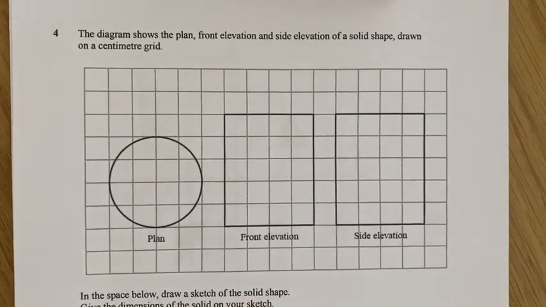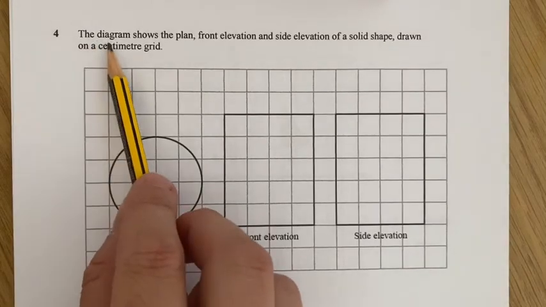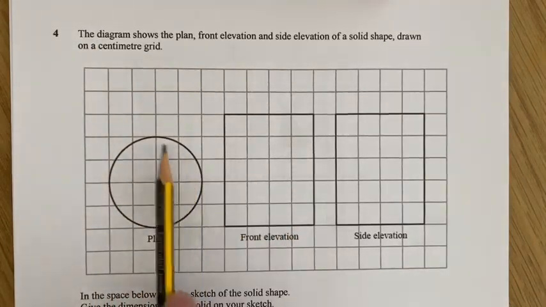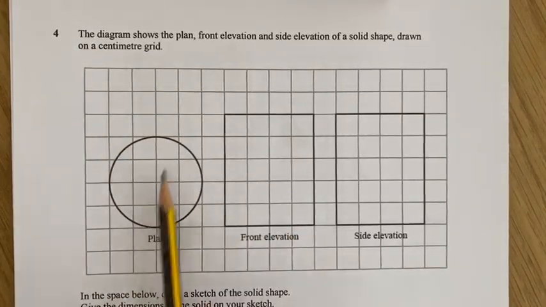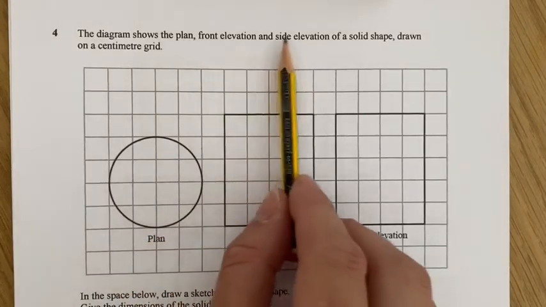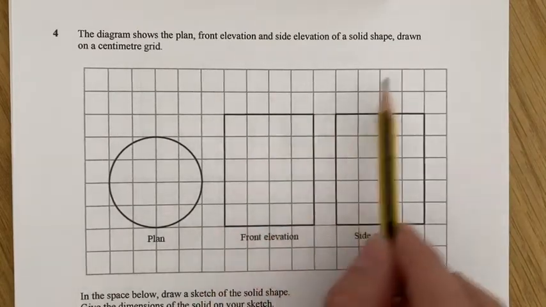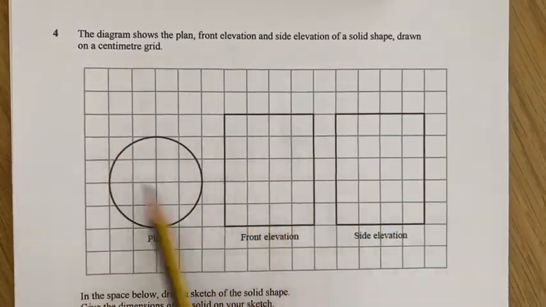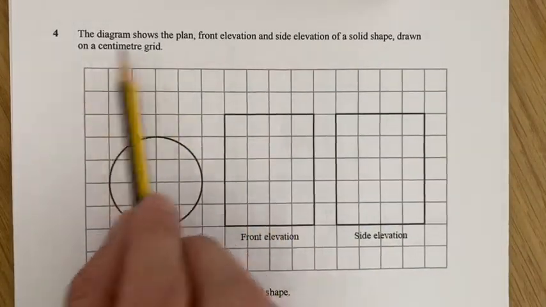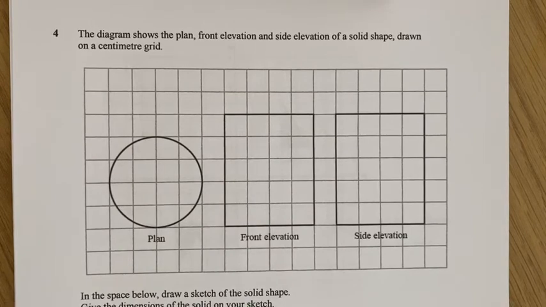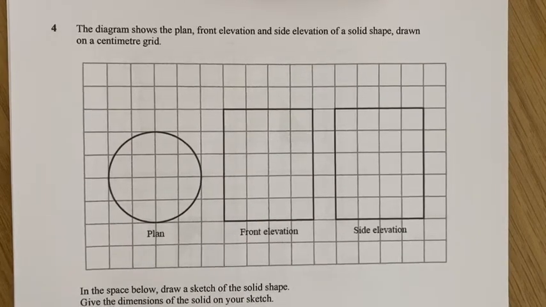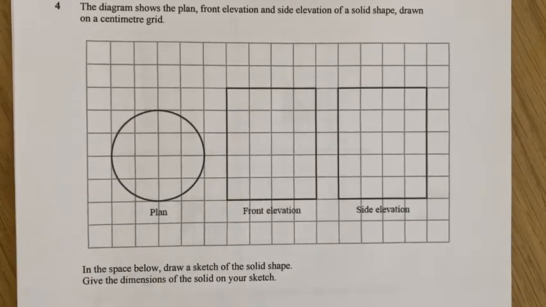Number 4. So the diagram shows the plan, which is like the bird's eye view, the plan view, the front elevation and the side elevation. So the view from the front and the view from the side of this solid shape. And it's drawn on an accurate centimetre grid. And your task was to draw a sketch of what that shape is.